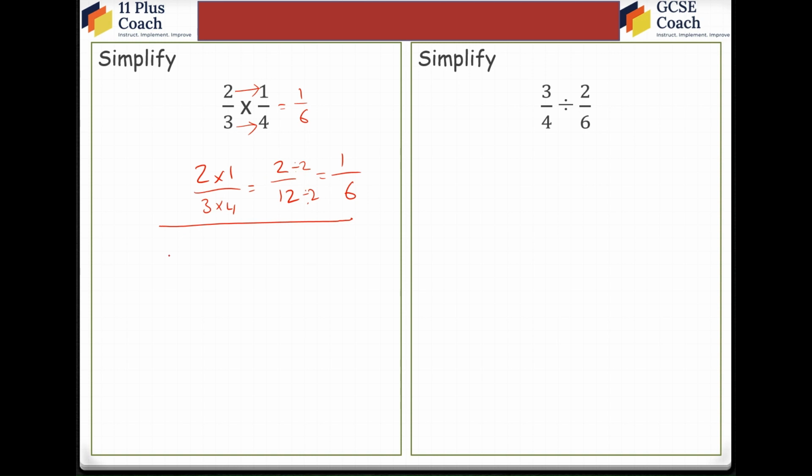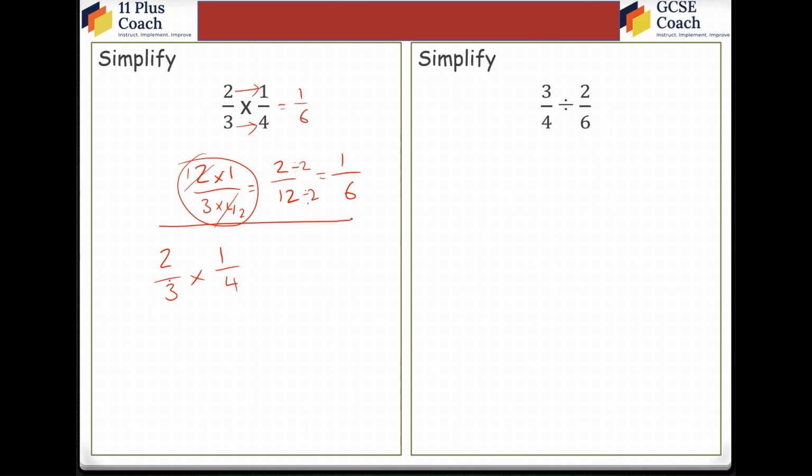Now, to make life easier, there's something else you can do before you multiply across. If possible, try to look for any numerators and denominators that could be cancelled out, that could be simplified first before multiplying. It's not always going to happen, but sometimes you can. So, for example, 2 over 3 can't be simplified. But 2 and 4 can be simplified, so diagonals, you can simplify them. So you can cancel 2 and 4 like that. 2 goes into 2 once, into 4 twice.